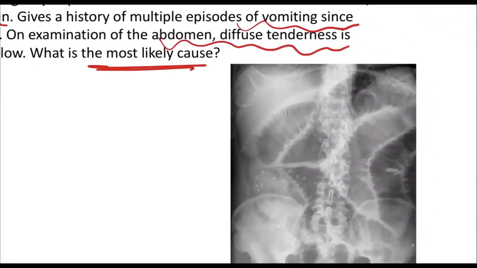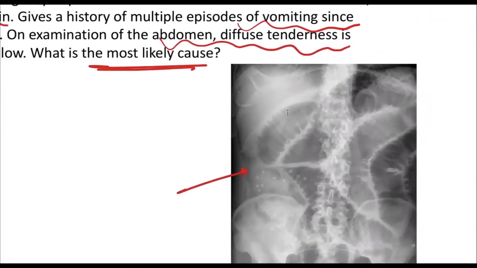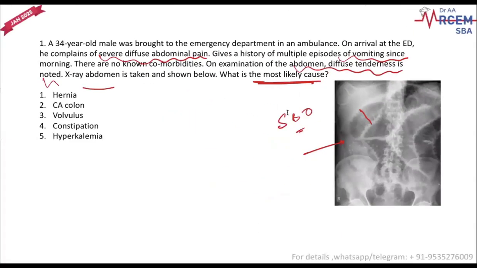Let us see the X-ray. What I can see is bowel loops are central, and there is a white line across the bowel loop, suggesting a small bowel obstruction. The most common cause of small bowel obstruction is strictures. Strictures is not given as an option. The second most common is a hernia. So we are picking hernia as the right answer.